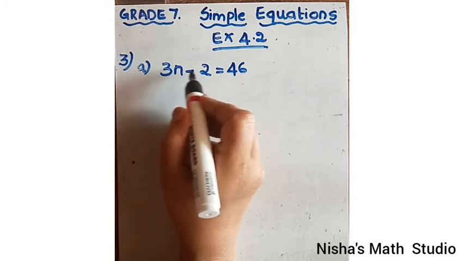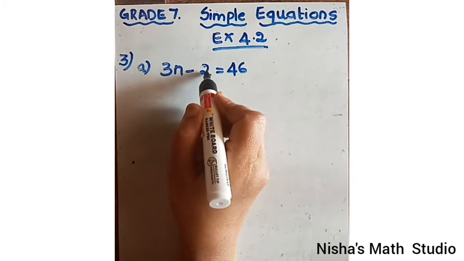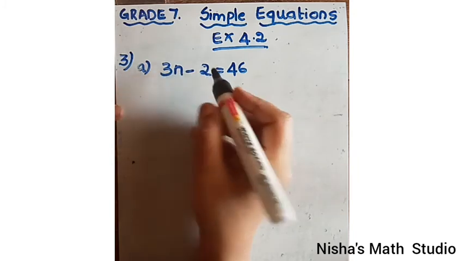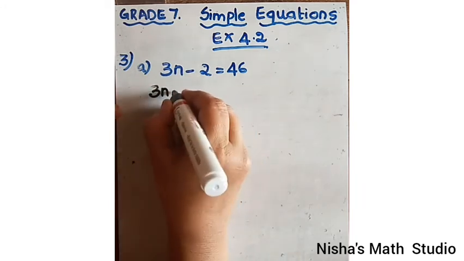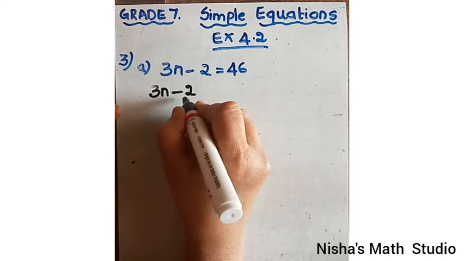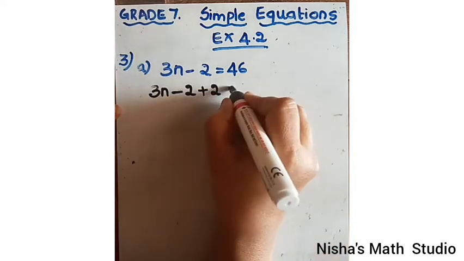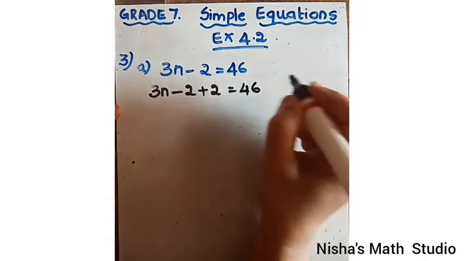So what is the extra thing that you have here in the left hand side? You have one is minus 2 and one is this 3. I need to get rid of these two. Let's do it step by step. Let me keep 3n as it is. Minus 2. In order to get rid of this minus 2, I have to add 2. Isn't it? Whatever I do on the left hand side should be done to the right hand side also.